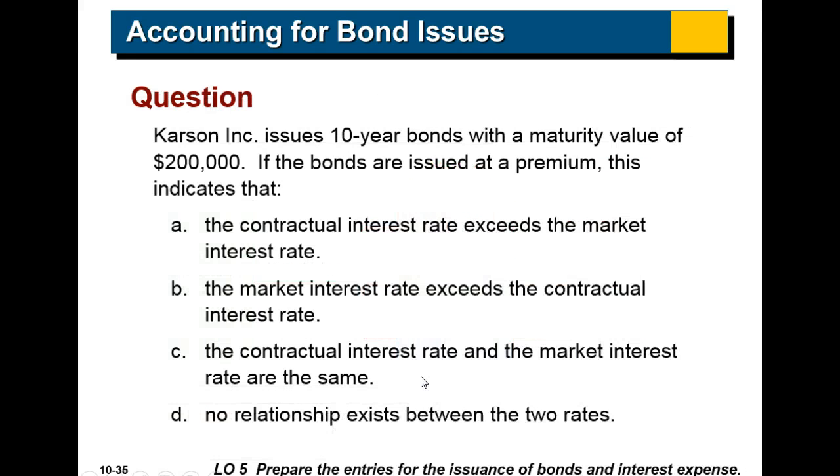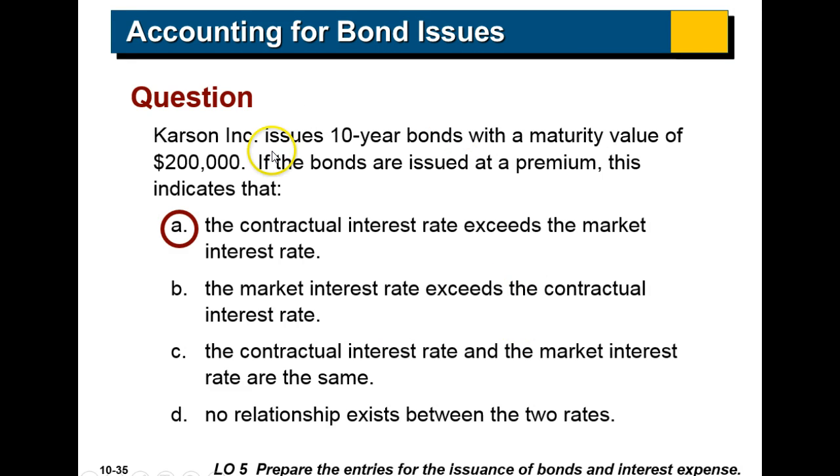Carson issues 10-year bonds with a maturity value of $200,000. If the bonds are issued at a premium, this indicates that: the contractual interest rate exceeds the market interest rate; the market interest rate exceeds the contractual rate; the contractual interest rate and the market rate are the same or no relationship.